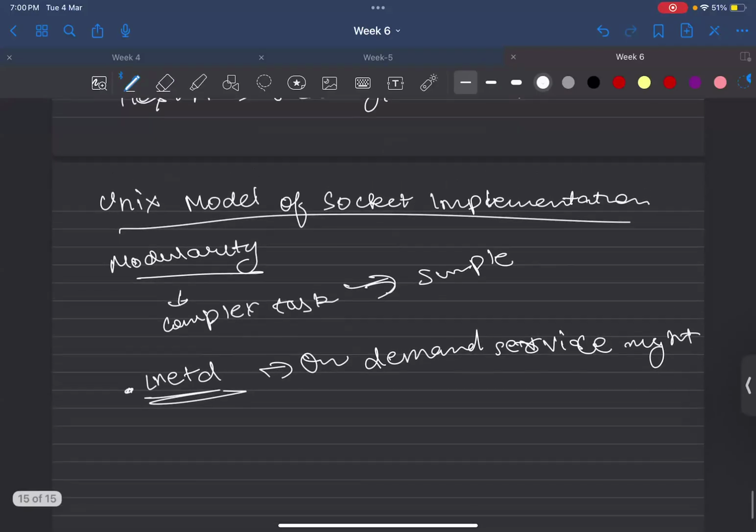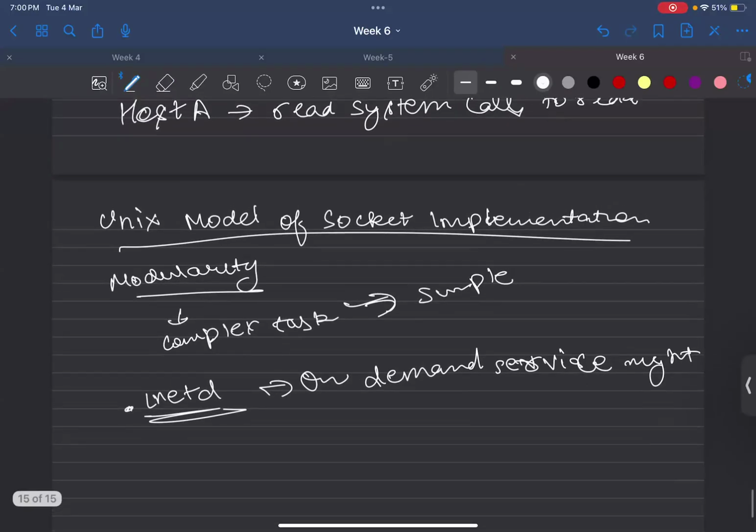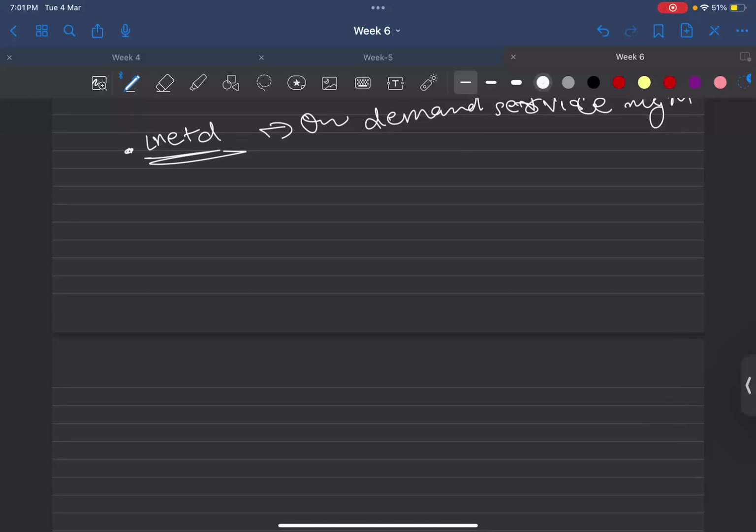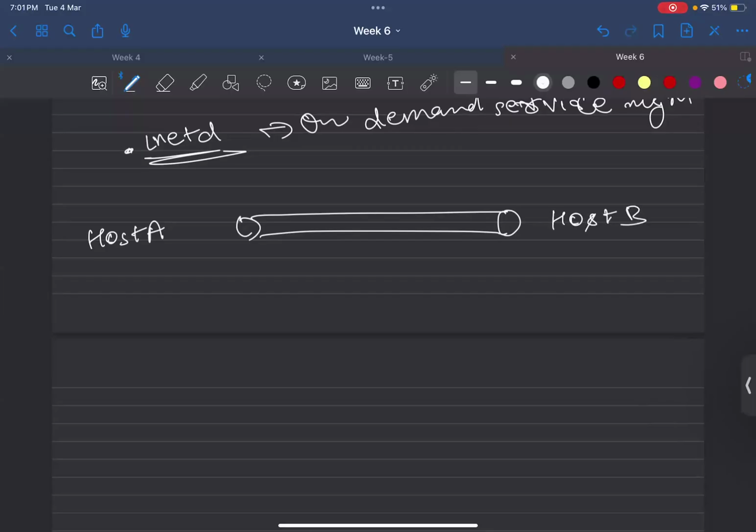Now coming to TCP, is it a byte stream or is it a message stream? Any idea? Is a TCP connection a byte stream or a message stream? Message stream. What about others? UDP is a byte stream. TCP is the reverse. TCP is a byte stream.